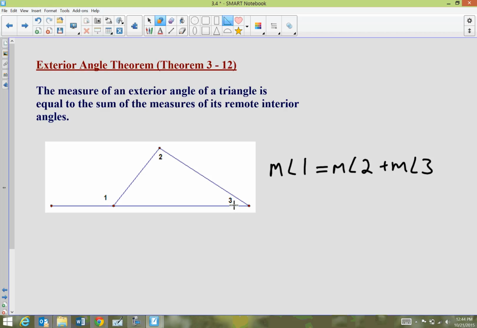The exterior angle theorem. Okay, this is an easy theorem to forget about, but it often saves a lot of time. So when we extend one of the sides of a triangle, the angle that's formed is equal to the sum of the remote interior angles. So an exterior angle is equal to the sum of the interior angles that it does not touch.